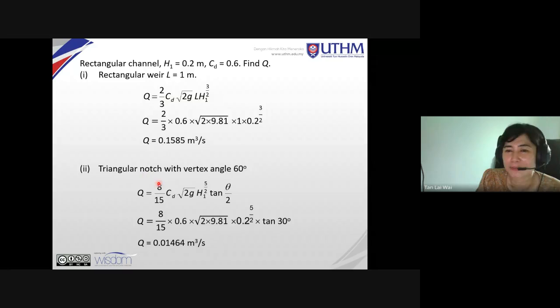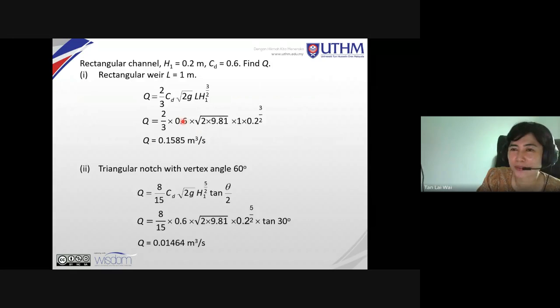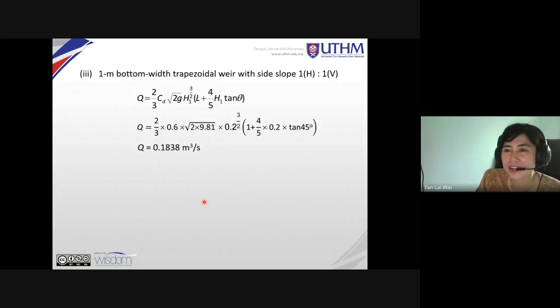Here's the thing. Before we go into here, let's look at this for a while. The question actually has rectangular, triangular, trapezoidal. You'll come to a slide where, here, I'll show it first. Rectangular is 2/3. Triangular is 8/15 CD square root 2g, we have tangent θ/2. And trapezoidal is this.